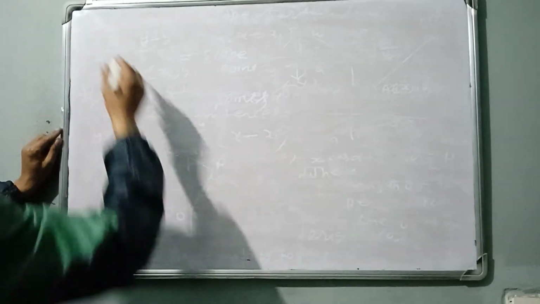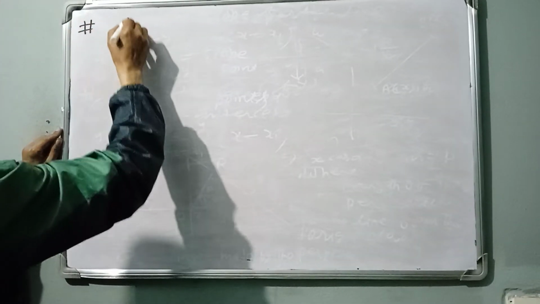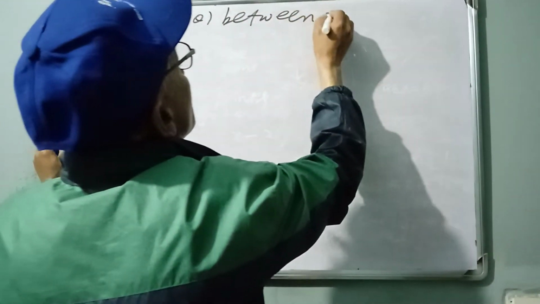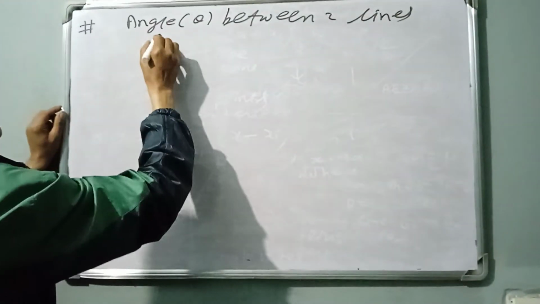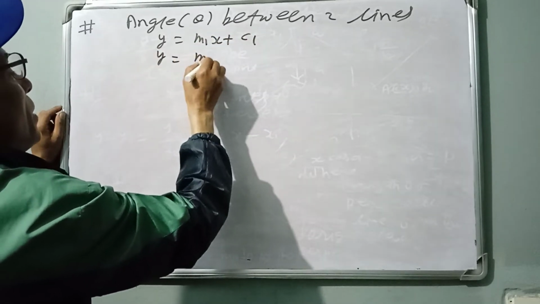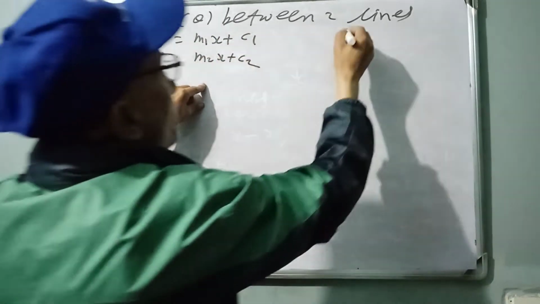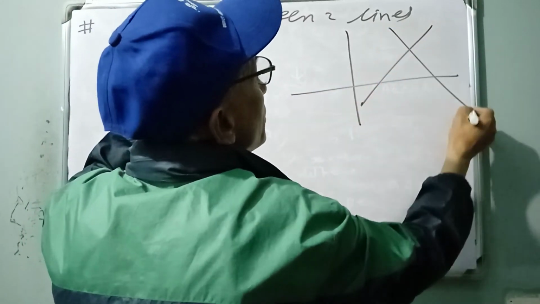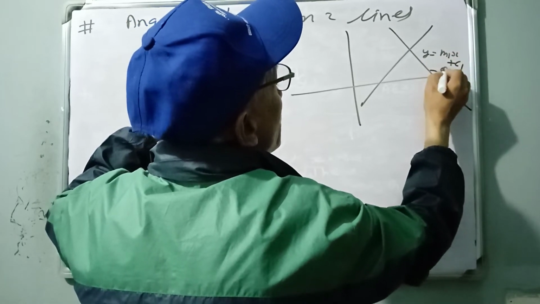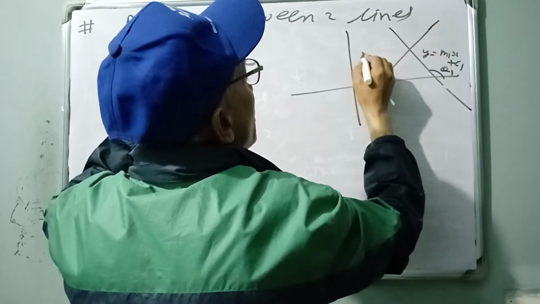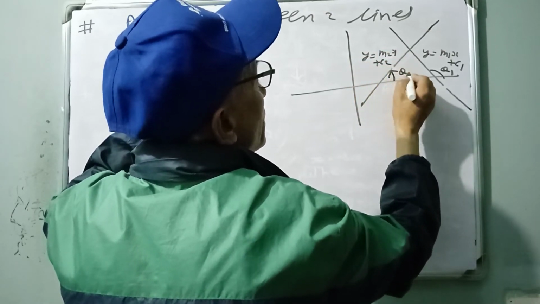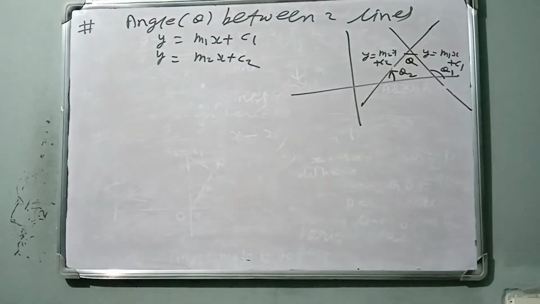Now for class 10, angle. Angle theta between two lines. Suppose the two lines are y equal m1 x plus c1 and y equal m2 x plus c2. You can draw two lines. One is y equal m1 x plus c1, making angle theta 1. Another line is y equal m2 x plus c2, making angle theta 2. And the angle between them is theta.